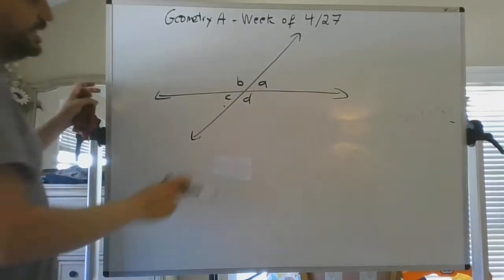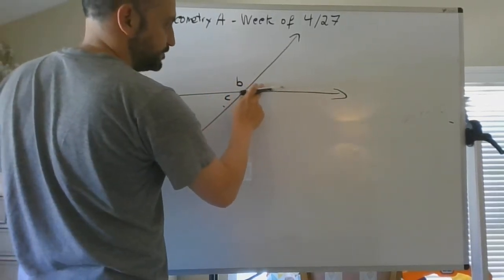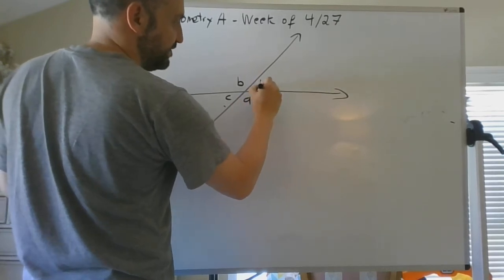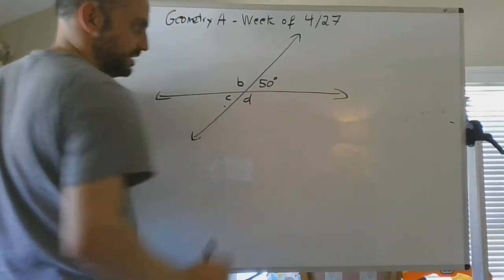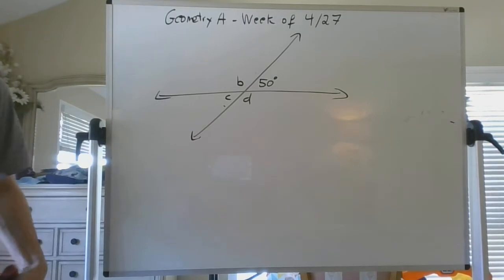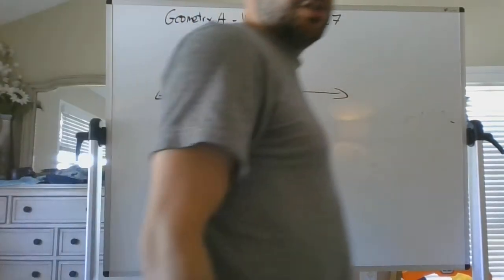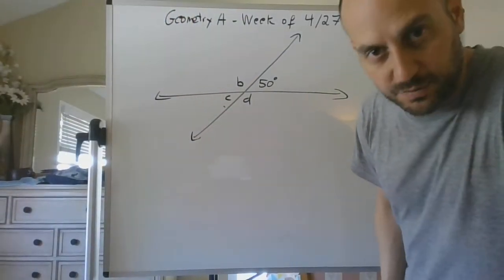Instead of putting A, for A I'm going to put 50. That is an acute angle because 50 is less than 90. Now, here's what I want to show you guys. I want to show you another relationship here.